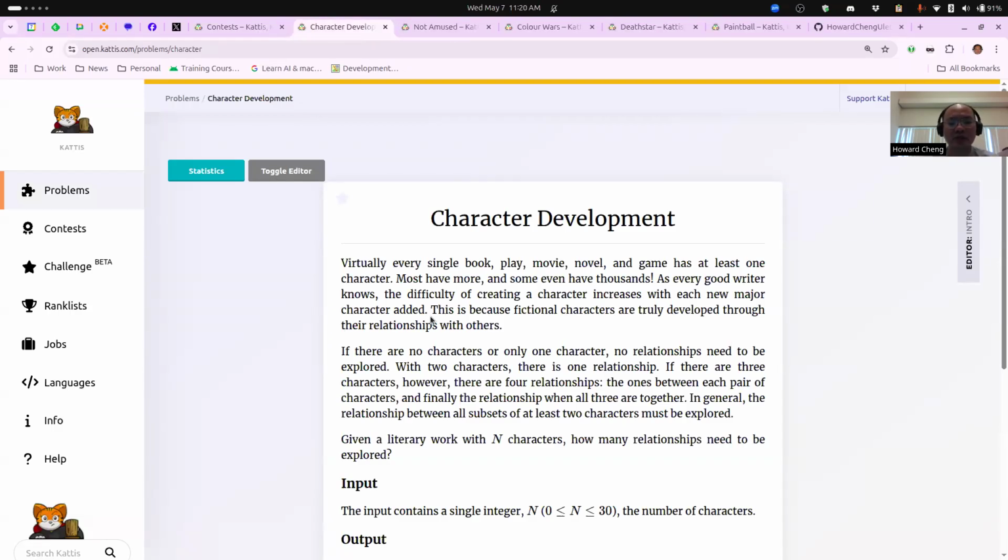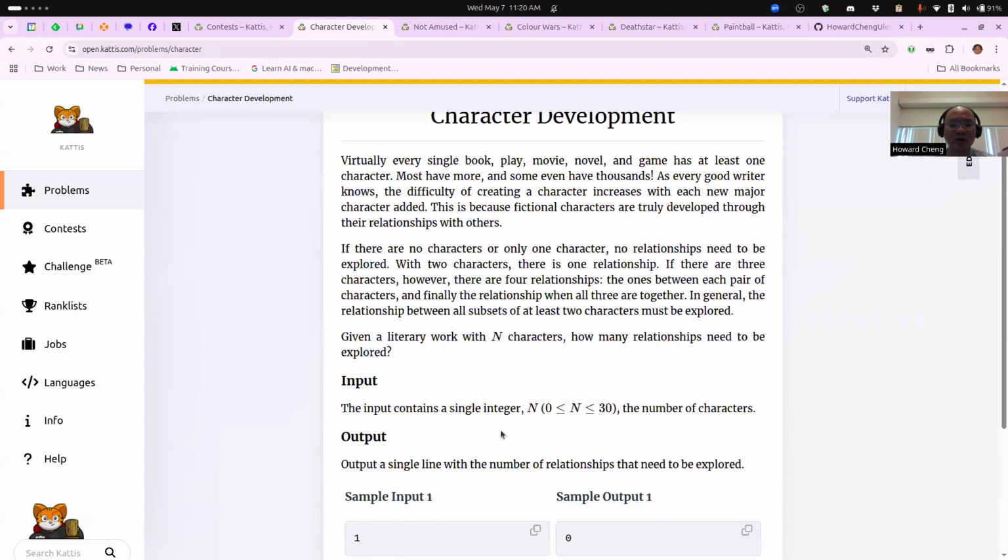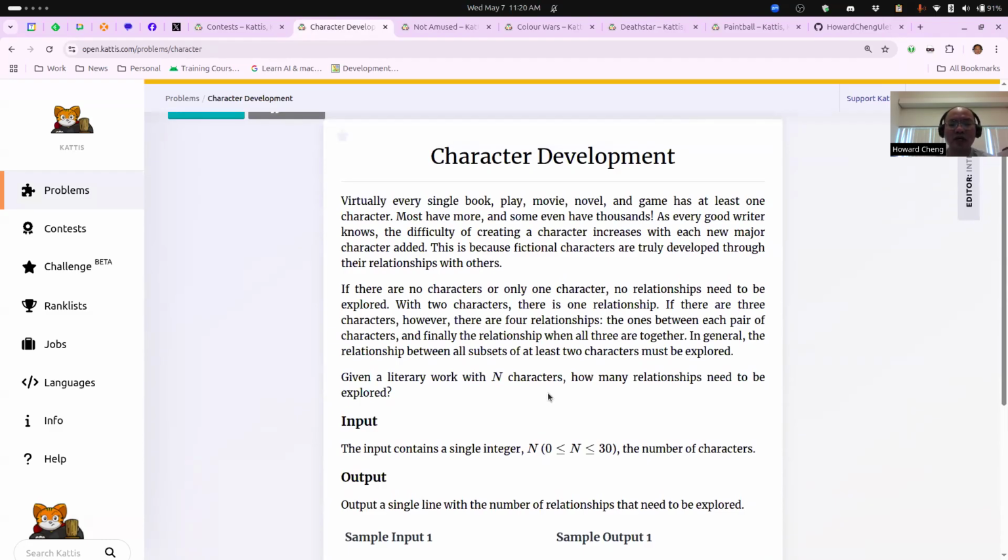Okay, character developments. You have a bunch of people n up to 30 people. This can be 0. How many relationships do you need to explore? And it says that the relationships that need to be explored if there's three people, for example, then there are four relationships. The one between each pair and the relationship when all three are together. In general, the relationship between all subsets of at least two characters must be explored. Okay, so all subsets of size 3 or more. So size 2 or more.